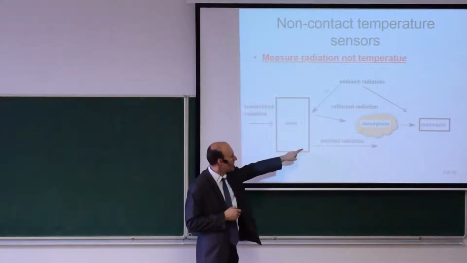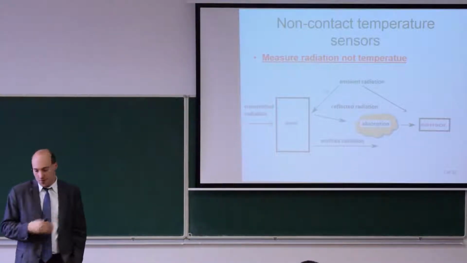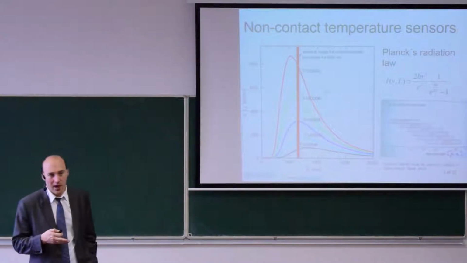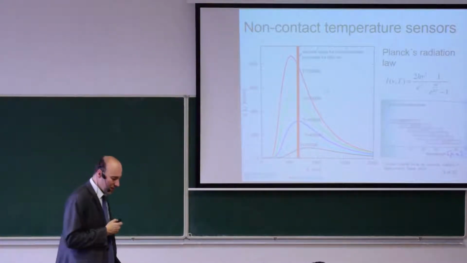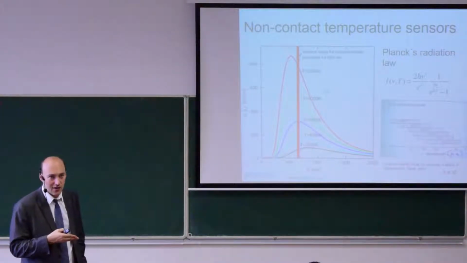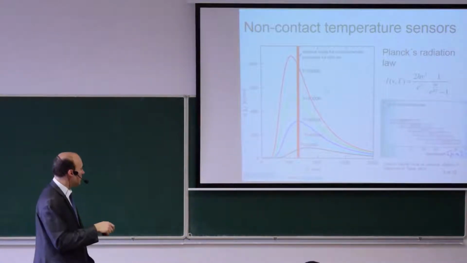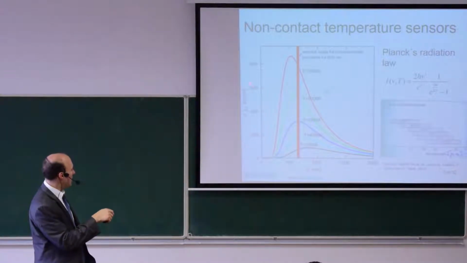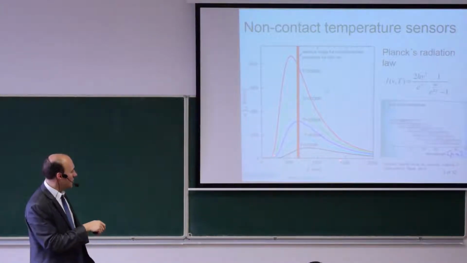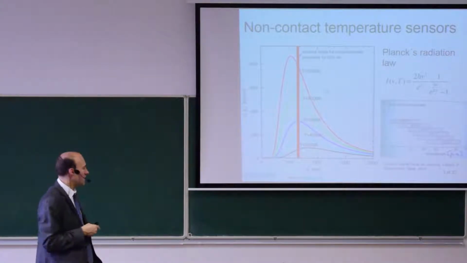We will start with the emitted radiation because that's the most important. That's what we want to measure. Emitted radiation, as you know from physics, is described by Planck's law. And Planck's law is basically giving us the dependence of intensity on a given wavelength as a function of temperature of the object. So what you see here is the amount of radiation that the object will radiate. And here you see the wavelength. And here we have different temperatures of the object.